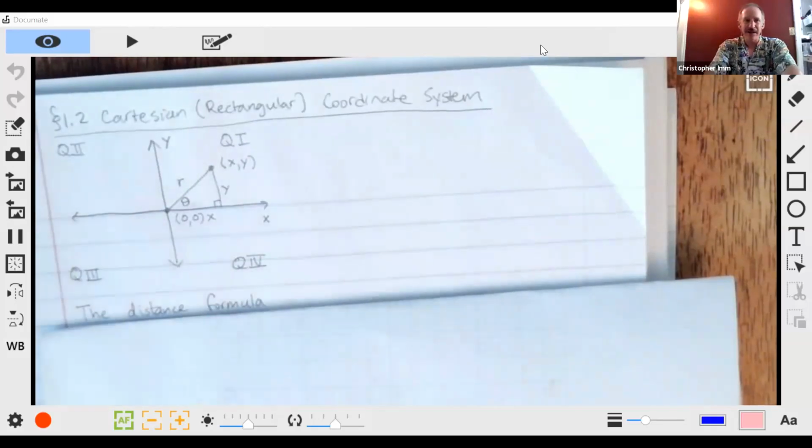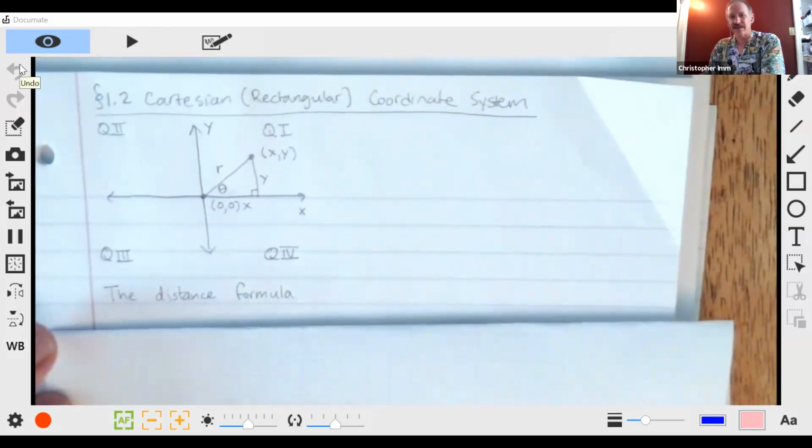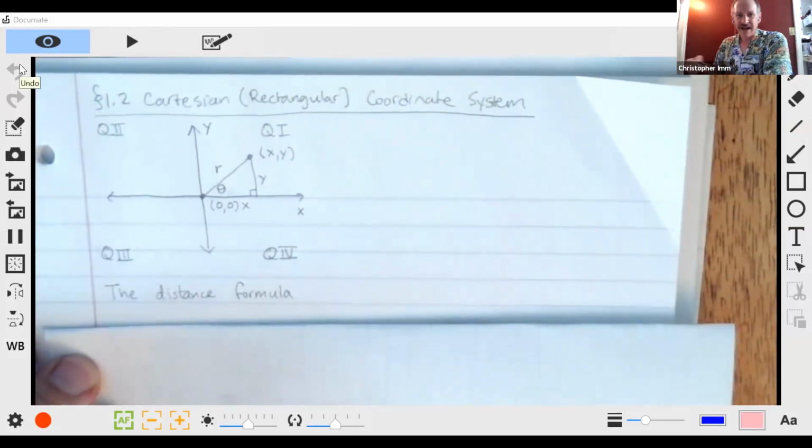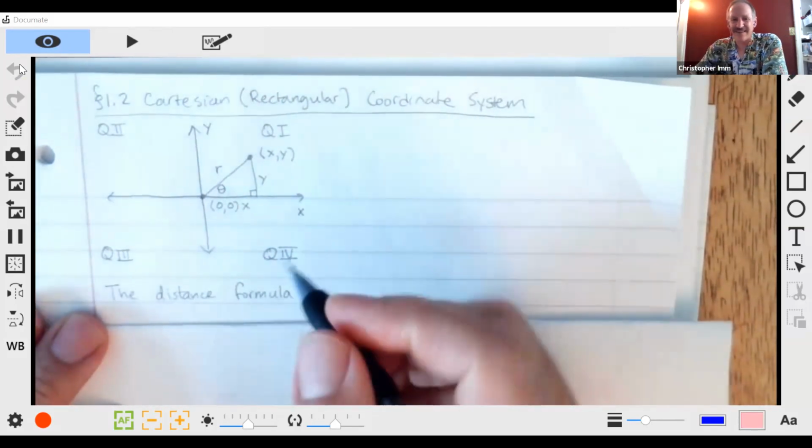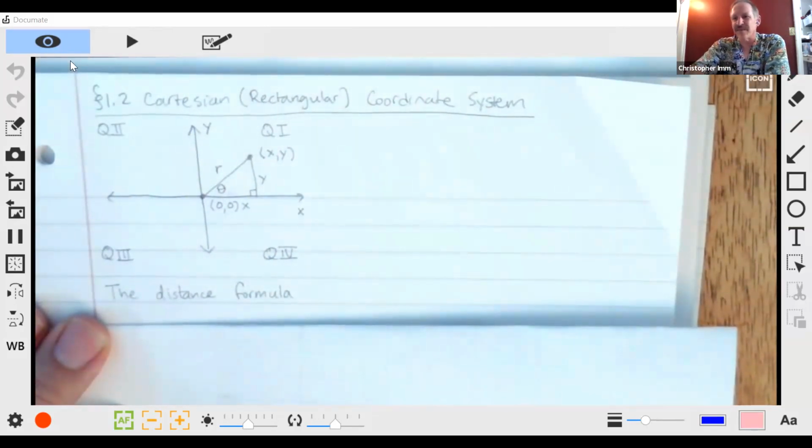Remember that Cartesian coordinate system? We were looking at the Cartesian coordinate system. So I'm going to share my screen here, share my cam, and take us through a little bit of what we did last time and bring us back up to speed. So we were in section 1.2. We talked about René Descartes and setting up this Cartesian coordinate system.